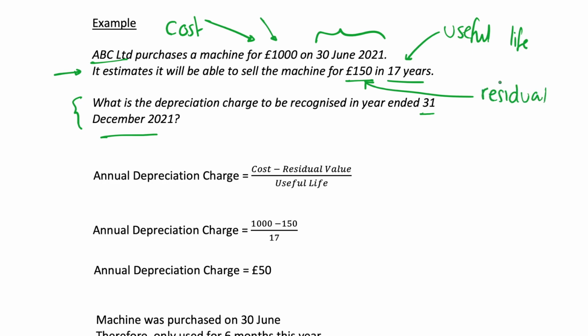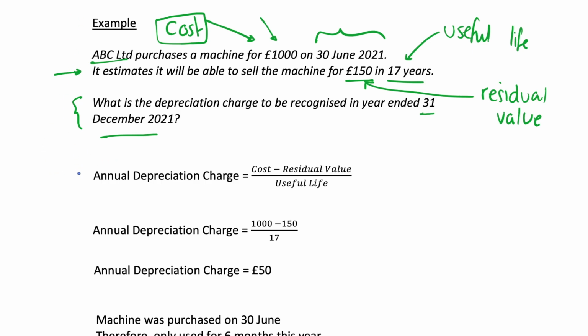Residual value. So in a question it may just state what these values are, or it may be a little bit more cryptic, so we may have delivery costs to include in the cost, or we may have to work out how many years exactly it is. It might instead say that it will be using this asset until, say, the year 2038, and we'd have to calculate that. But in this question it's fairly clear what our numbers will be.